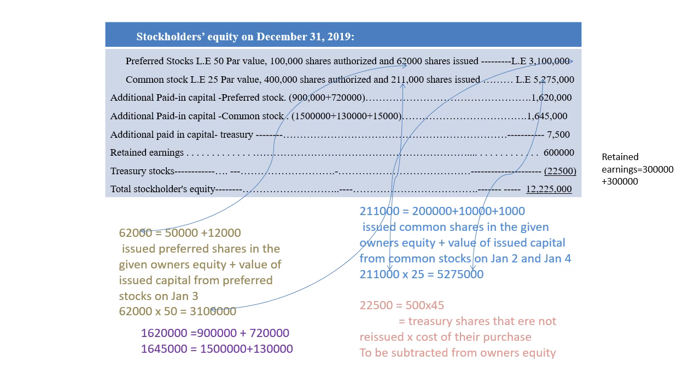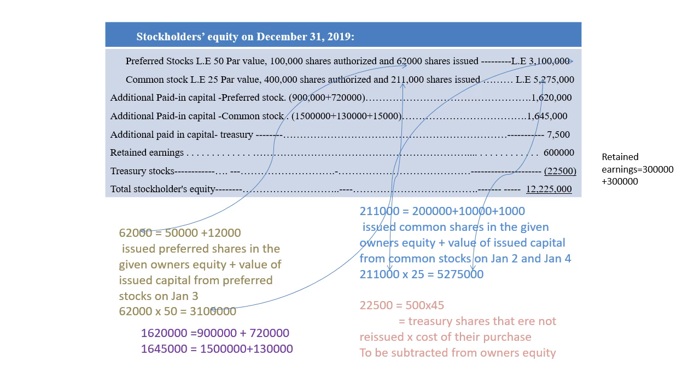We calculated the shares issued at 50,000. But during the exercise, he said that extra preferred stocks were issued, 12,000 issued on January 3. If you go back to the beginning of the exercise, you'll see that there are 12,000 issued shares. That's why we added these 12,000 issued shares to the very beginning issued shares. 50,000 plus 12,000, you get 62,000.